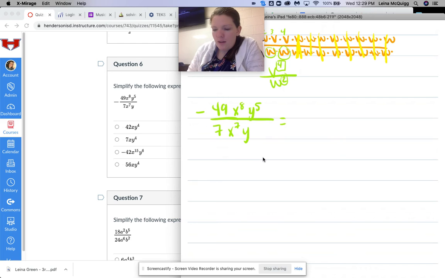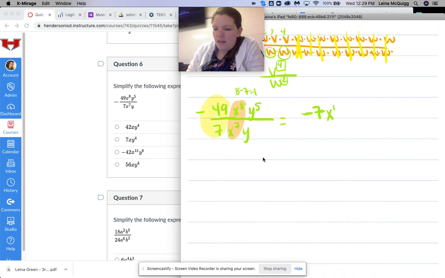So let's see what we have here. I'm going to work this one piece at a time. So right here I have negative 49 divided by 7. 49 divided by 7 is 7. So a negative divided by a positive is a negative. So that's negative 7. Then I can work this next piece. X to the power of 8 over x to the power of 7. Well, I'm going to do 8 minus 7 is 1. My bigger number is in the numerator, so I'm going to put that up there, x to the power of 1.